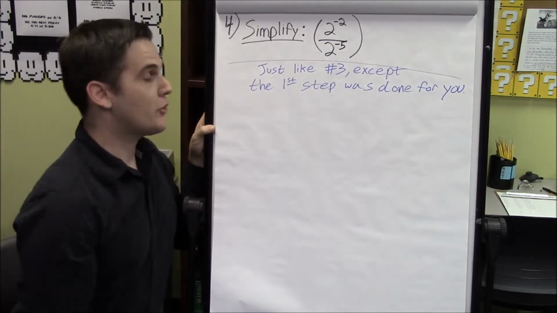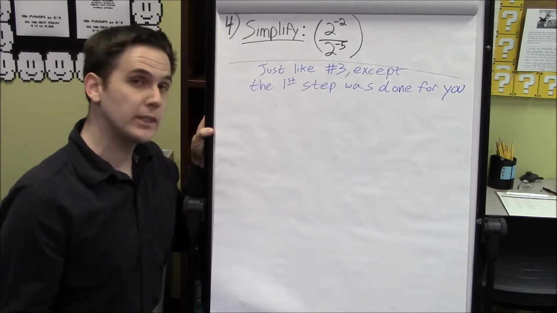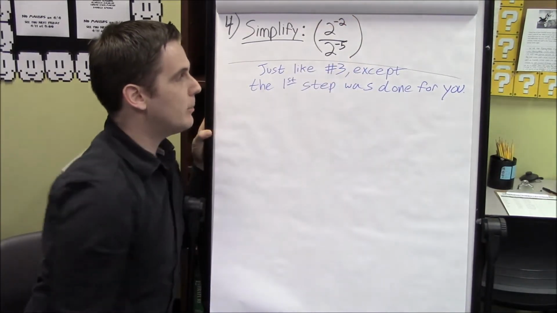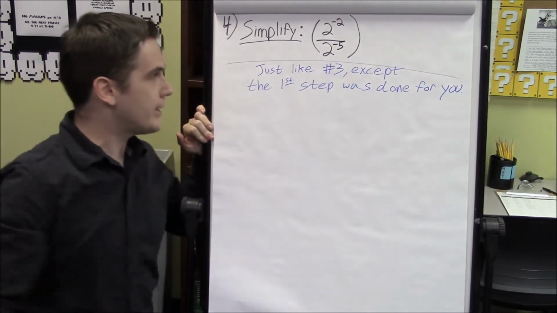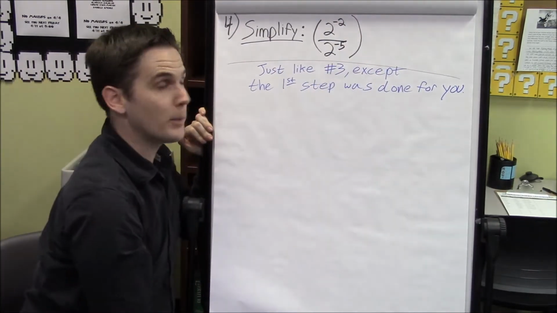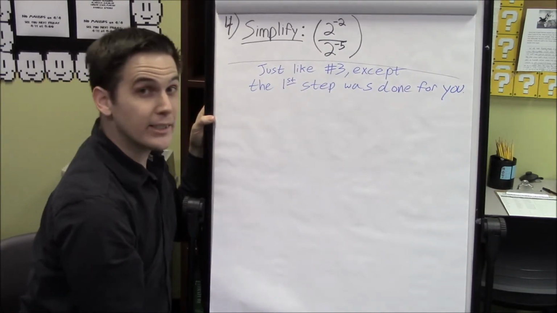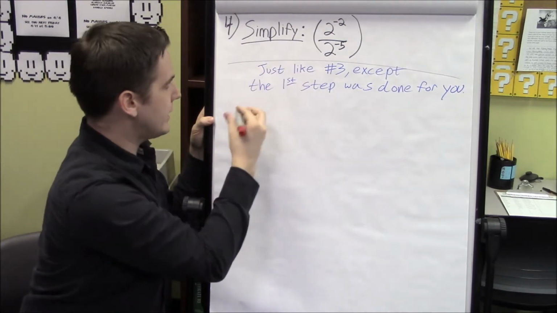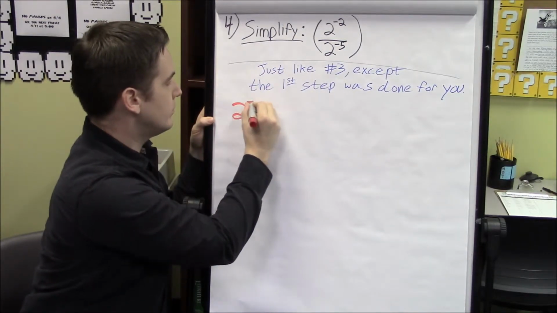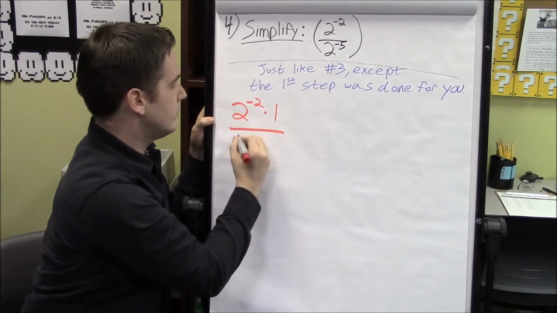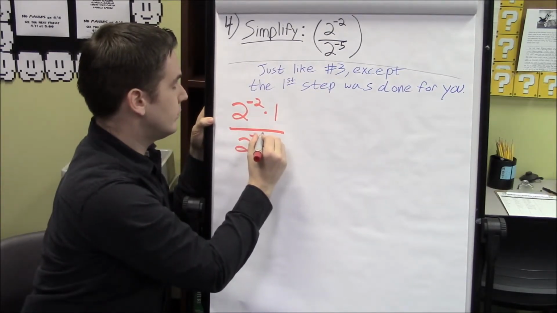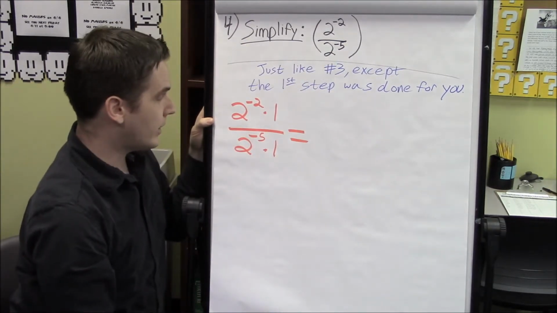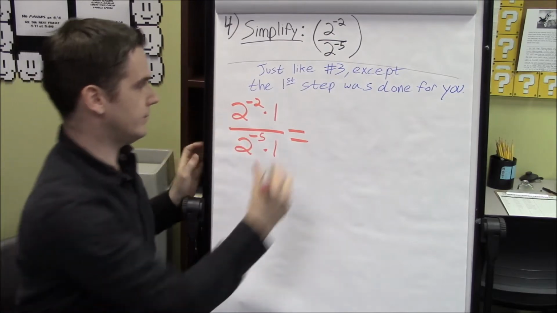Okay, this is just like number 3, except that the first step has already been done with you. But the exponents are different, but that's okay. So there's no distribution necessary because there's no exponent on the outside of the parentheses. So let's go ahead and start to solve it. First step is we're going to multiply both sides by 1. Then that's going to force us to now flip it.